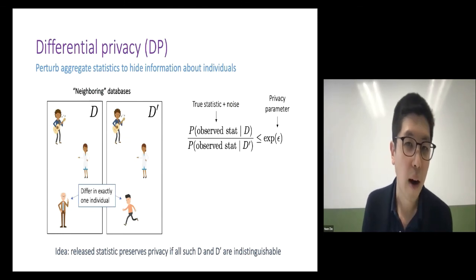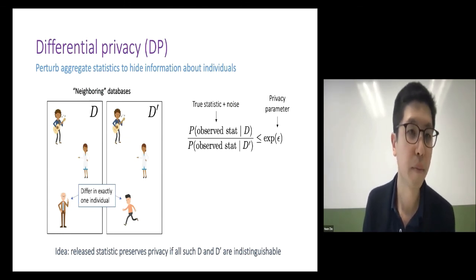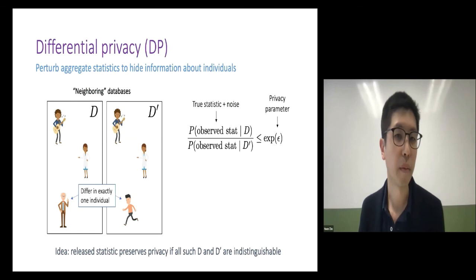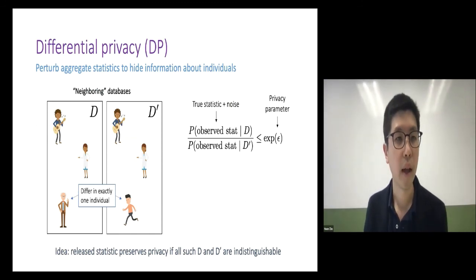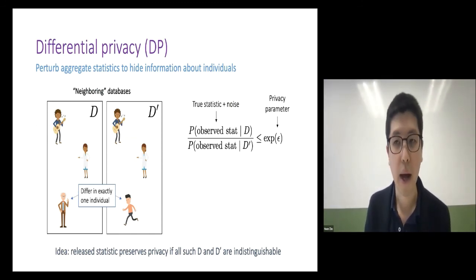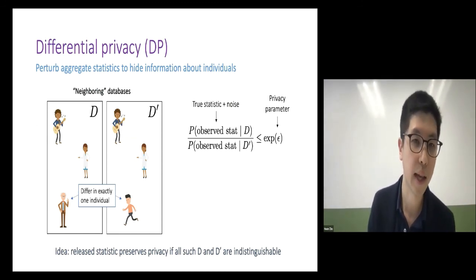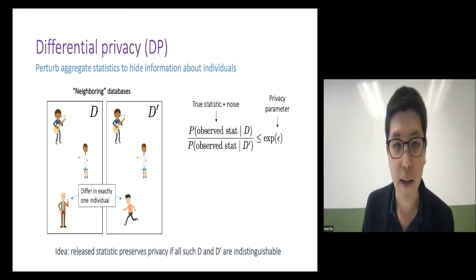Unlike these methods so far, which focus on securely processing sensitive data, differential privacy, or DP, is a theoretical framework for mitigating the leakage of private information in aggregate statistics by introducing small perturbations to the data. And the main idea here is as follows.